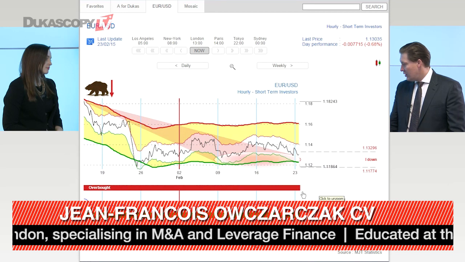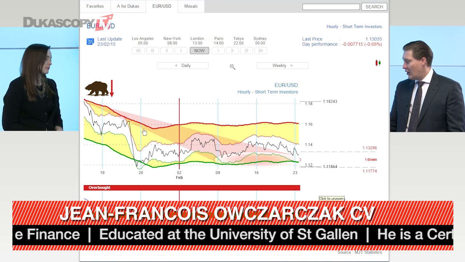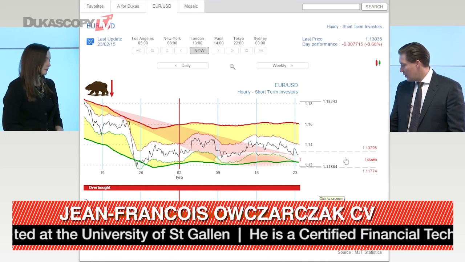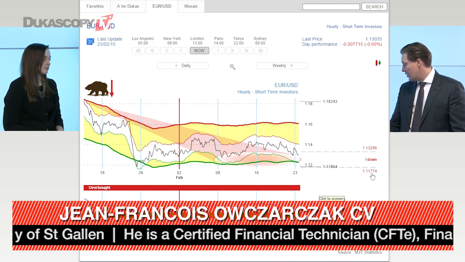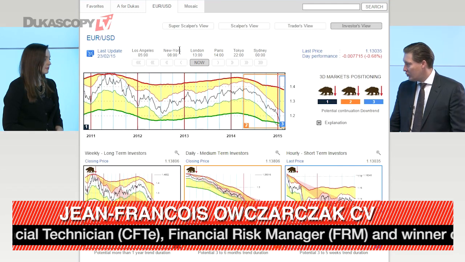Now finally, the hourly was in a correction up and never went above our corrective targets, and now it has repositioned itself to the downtrend with a potential which could probably lead us again below 112 over the next week or so. So that's it for the euro.